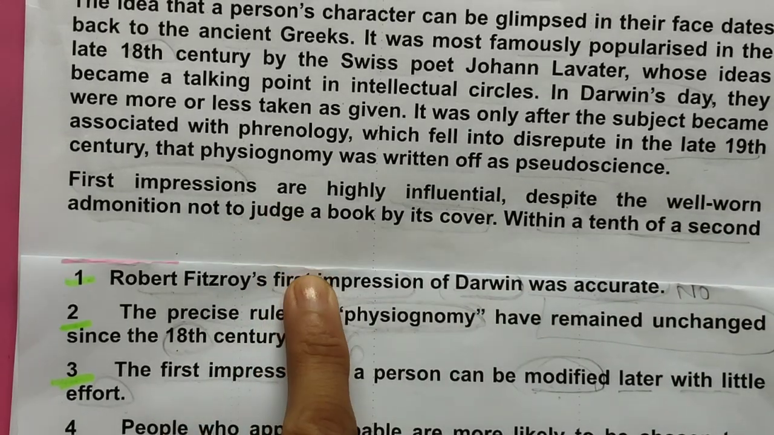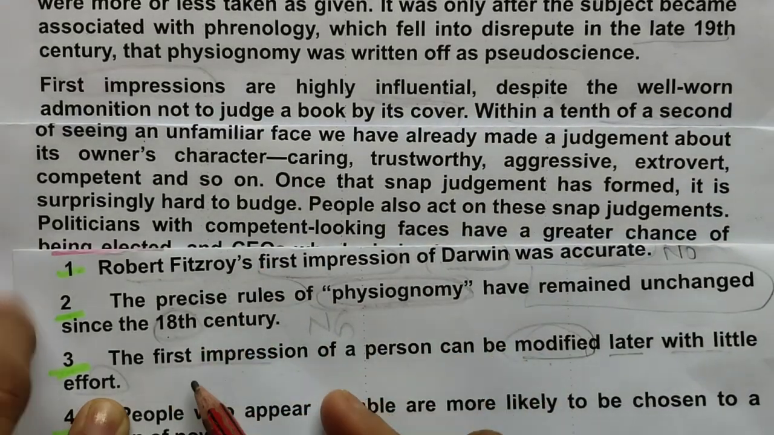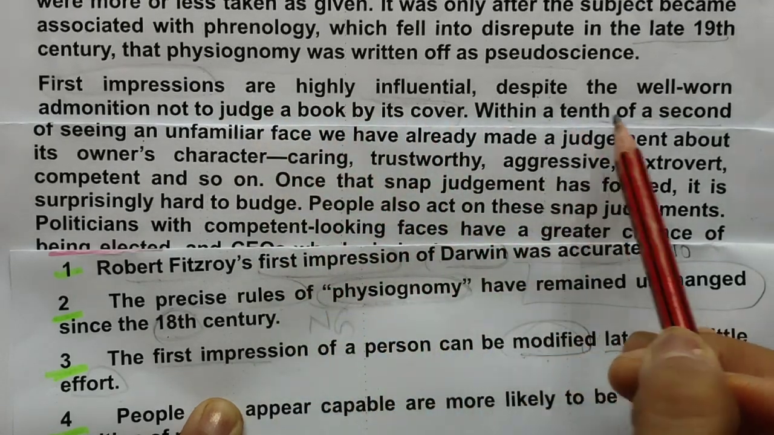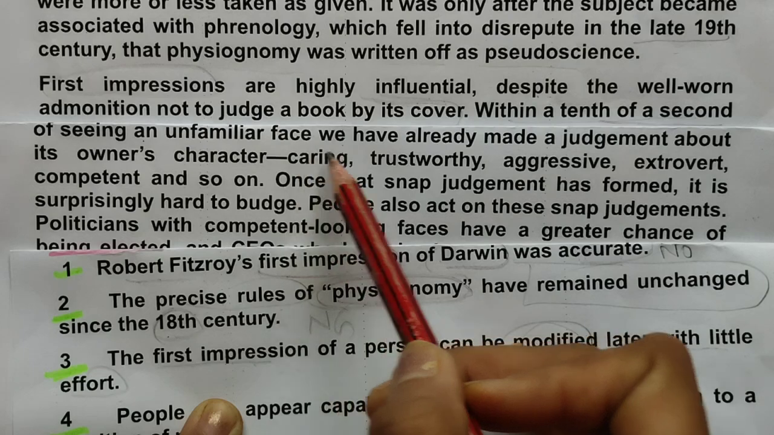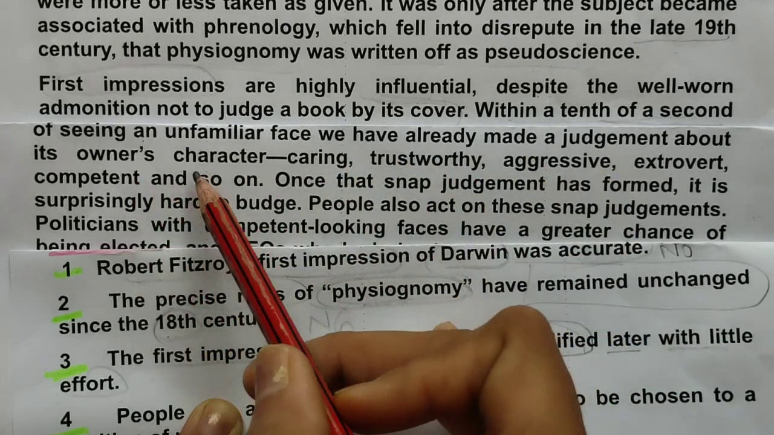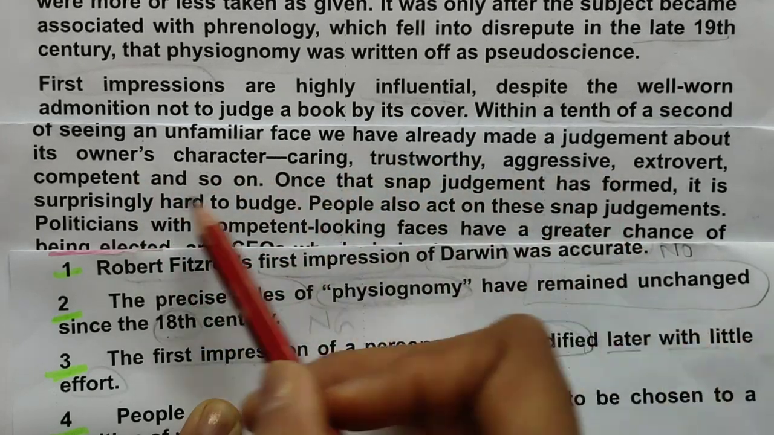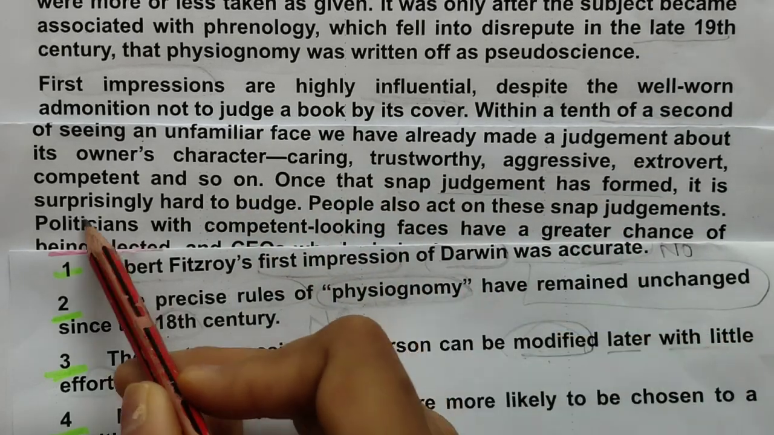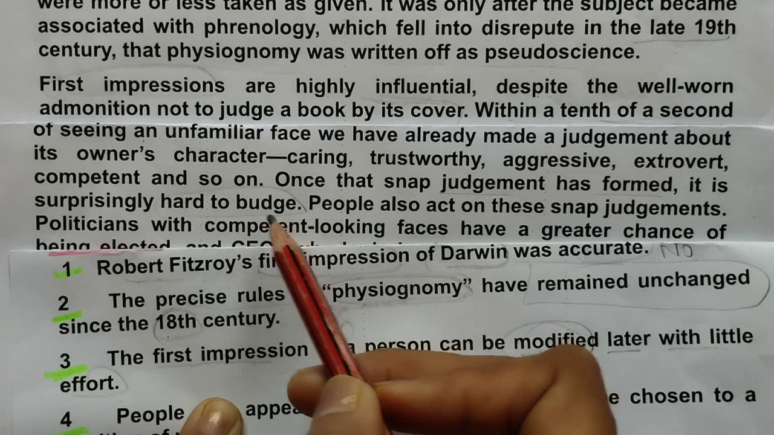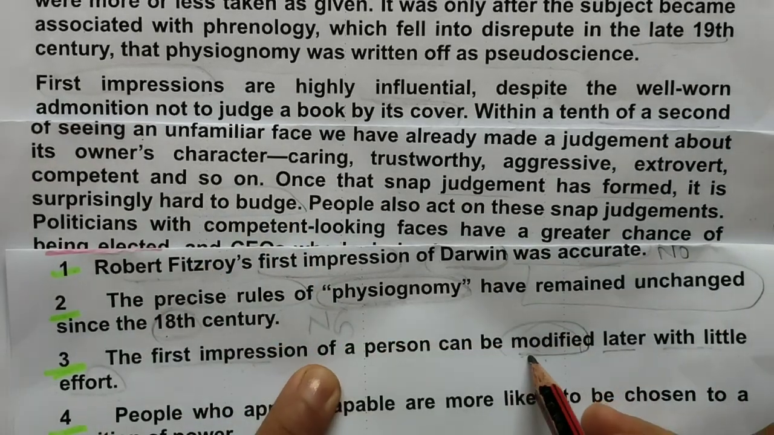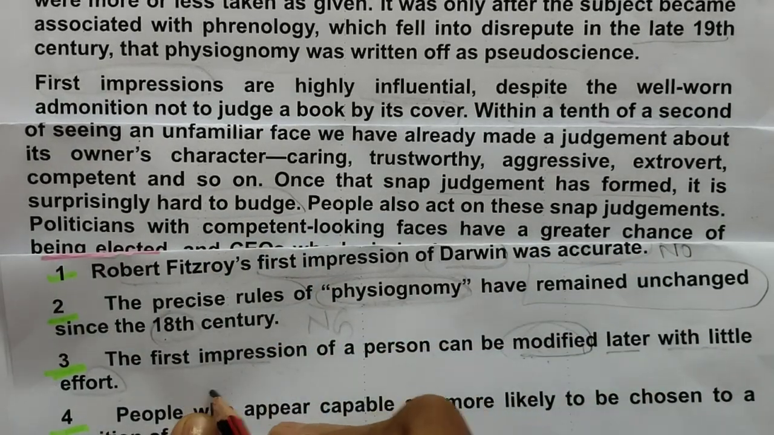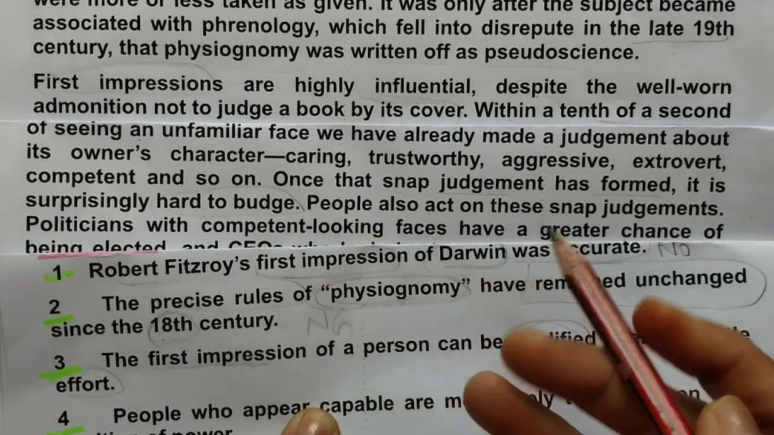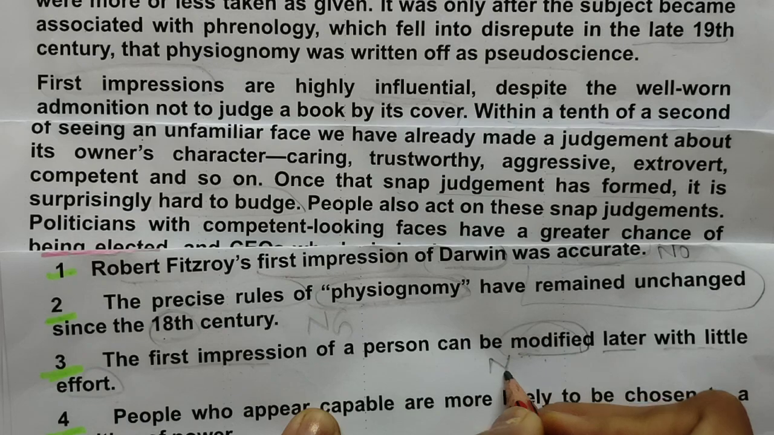So next page, I am showing you the full first impression of a person. Okay, first impression is there. So within a tenth of a second of seeing an unfamiliar face, we have already made a judgment about its owner's character: caring, trustworthy, aggressive, extrovert, competent, and so on. Once that snap judgment has formed, it is surprisingly hard to budge. Hard to change means modified. So contradiction is there. Hard to budge means hard to change. So we can just write it no.